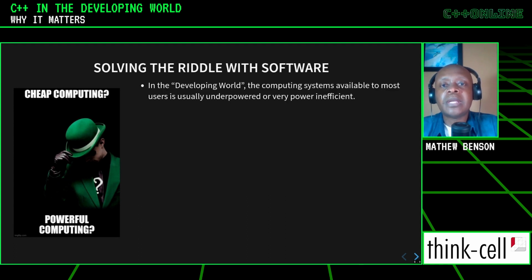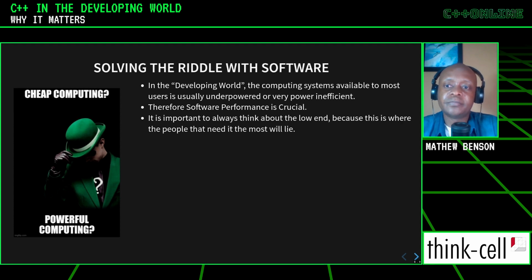So I think software has a great role to play in bridging this gap. Because what is accessible to most people will generally be either underpowered or very power inefficient. So performance of software is critical to bridge that gap. And I feel this performance is very important for us to put first on the list rather than security. Though I do agree and understand that we do need security, especially in the online world, it should not come at the expense of performance. I think in the developing world, performance comes first.